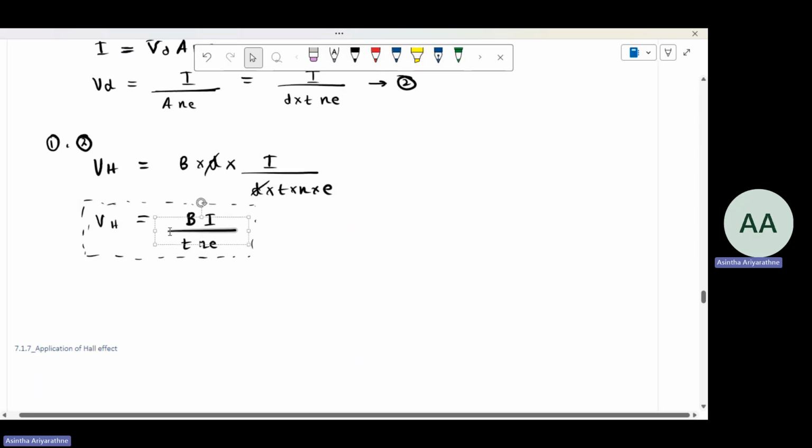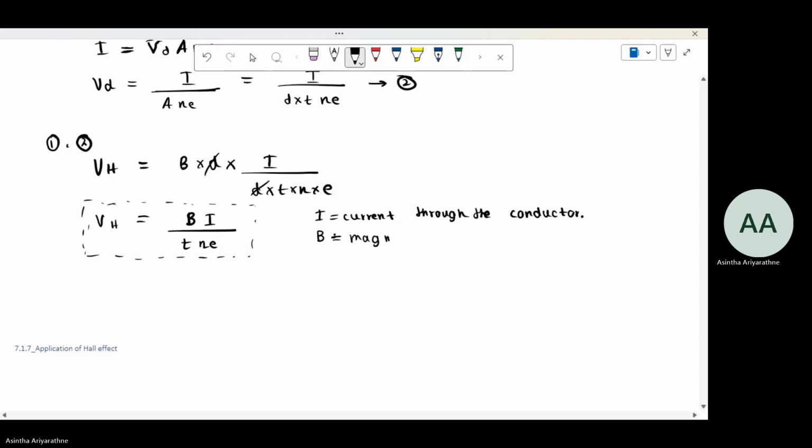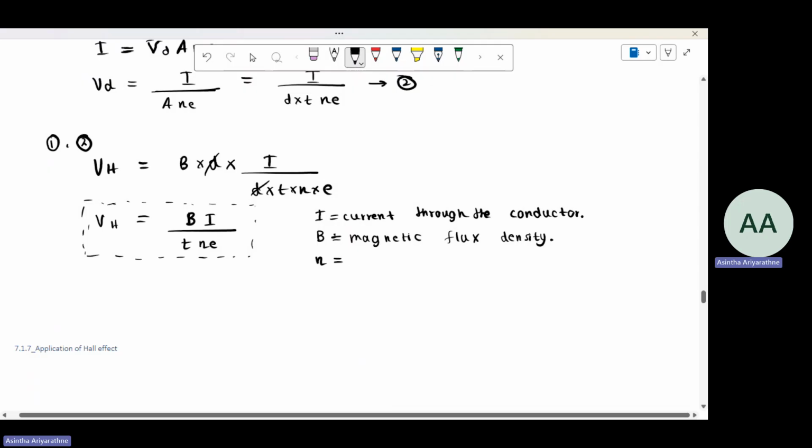B is the magnetic flux density, I is the current through the conductor, and n is the number of free electrons per unit volume.